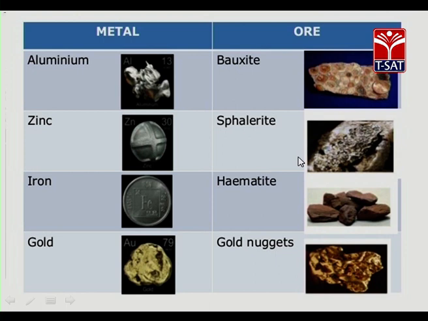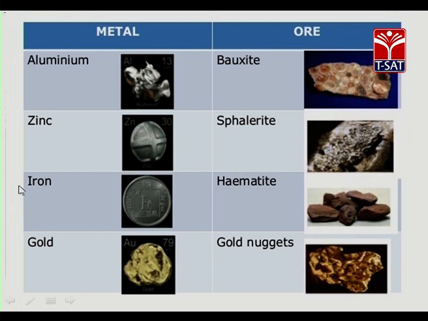Let us see some examples of ores from which you can extract metals profitably and conveniently. So, aluminium is the metal which can be extracted from bauxite ore. Zinc is the metal which can be extracted from its ore named sphalerite. Iron is a metal which can be extracted from its ore, that is hematite. So, what is the ore of iron, children? Hematite is the ore of iron from which you can extract iron profitably.